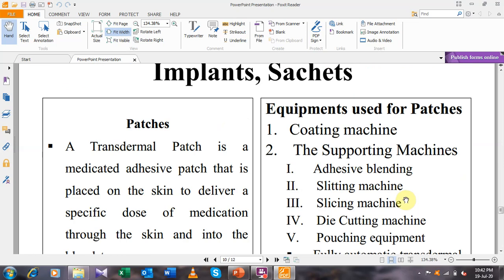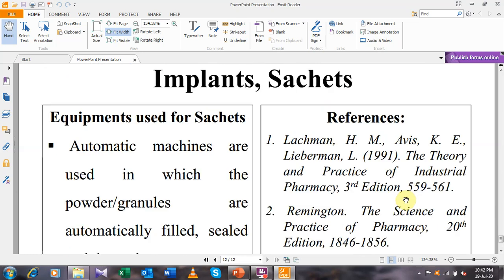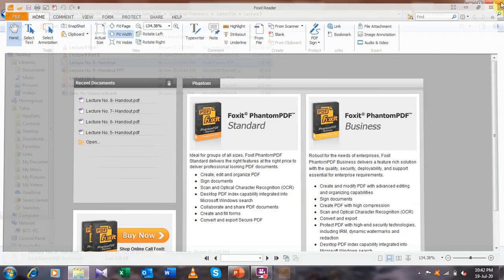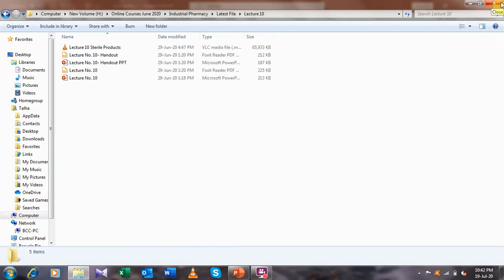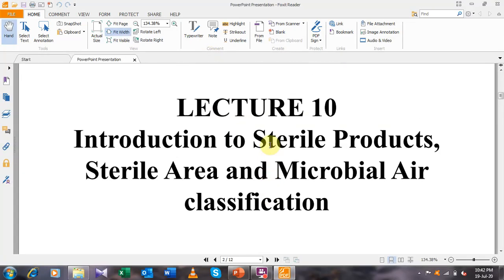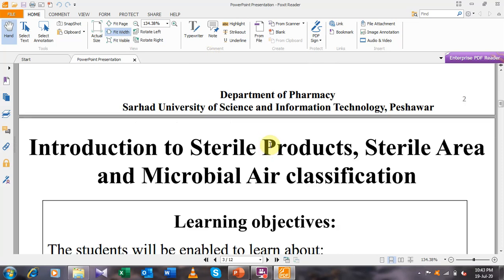And about the patches and equipment used for patches, and a little bit about the sachet equipments, and a little bit about the implants. In the 10th lecture, we have studied about the sterile products introduction, sterile area, and microbial air classification.